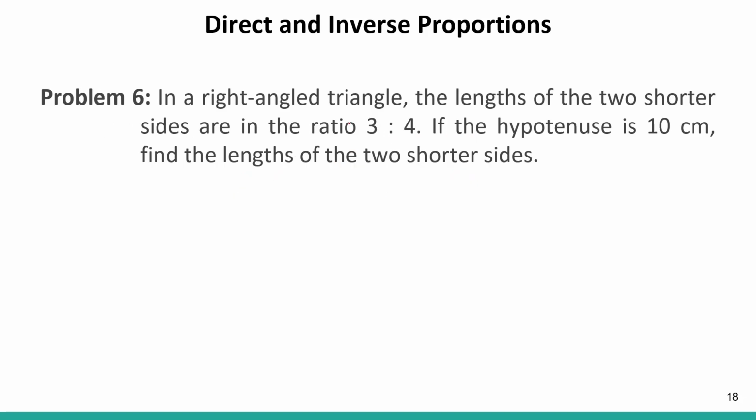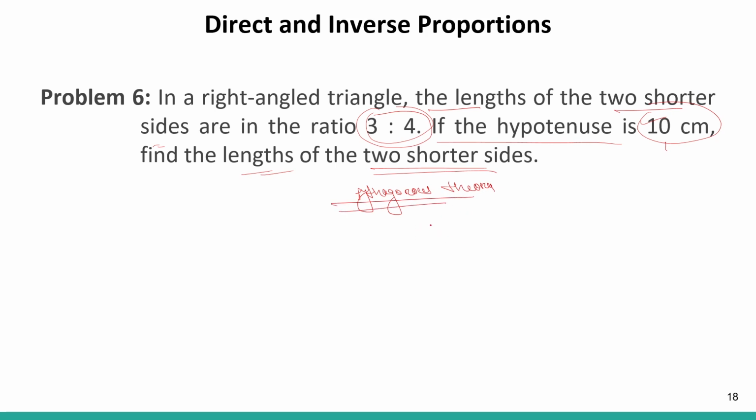Let's see problem number 6. In a right angle triangle, the lengths of the two shorter sides are in the ratio 3:4. If the hypotenuse is 10 centimeters long, find the lengths of the two shorter sides. Since we are given the hypotenuse and want to calculate the other two sides, we know the Pythagoras theorem, so we will use a formula from there.